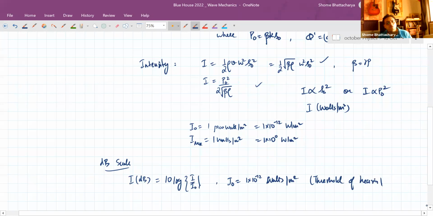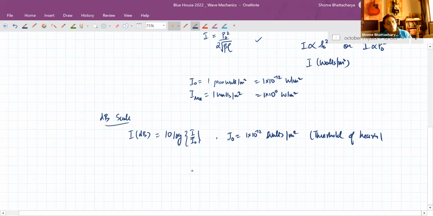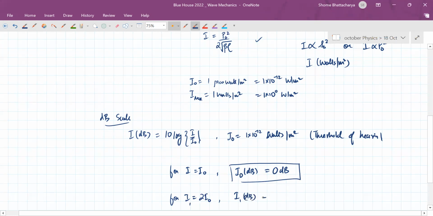So you can see that if you replace I with I naught in the decibel scale, I naught will become 0 decibels because log 1 is 0. But if you take an intensity of 2 times I naught, let's say I1 is equal to 2 times I naught, it will become 3 decibels because you doubled it.